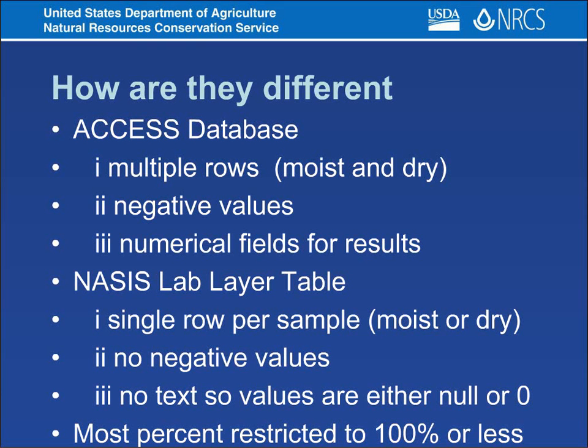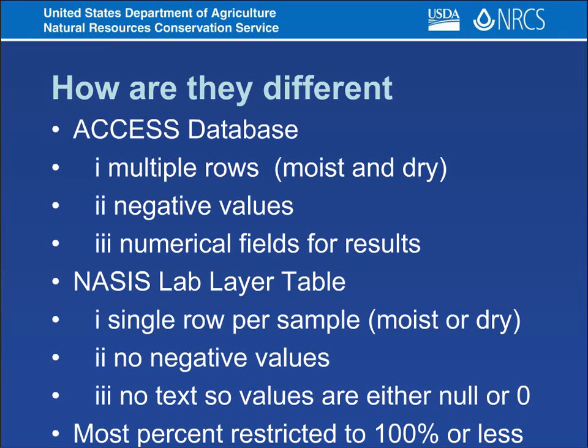We then take that data and we export it to an Access database, which has other restrictions. So in the Access database, we still allow for multiple rows, moist and dry. We do allow for negative values, but it only has numerical values for fields, so it can only accept numbers. It can't accept things like trace or dashes.